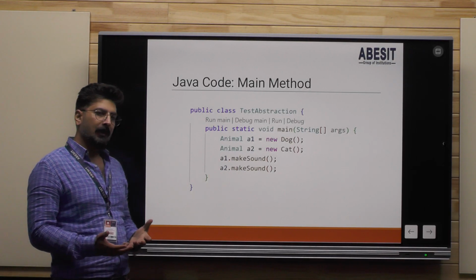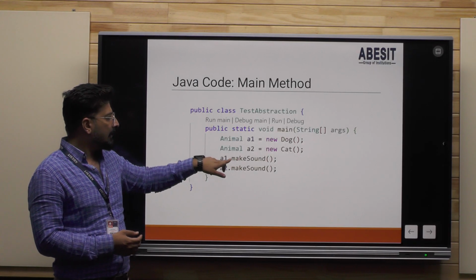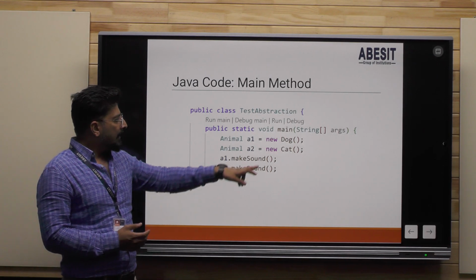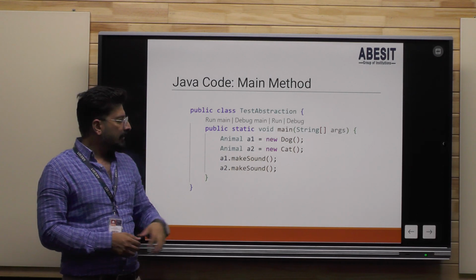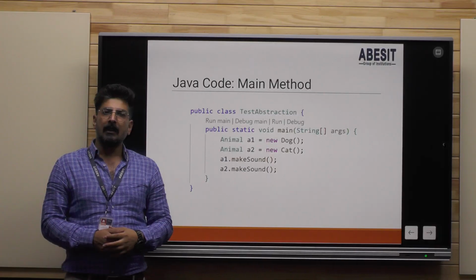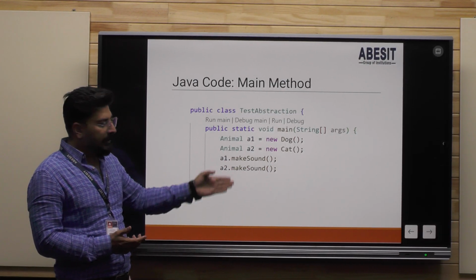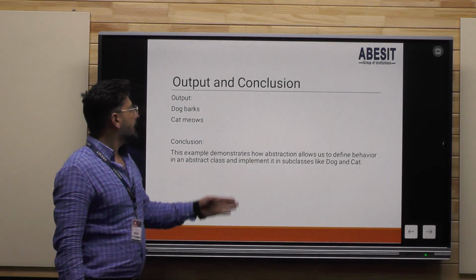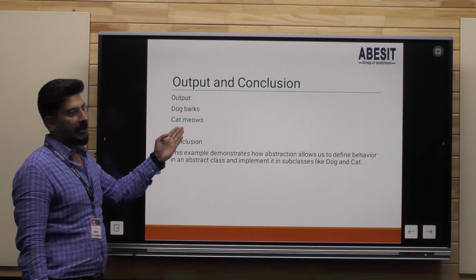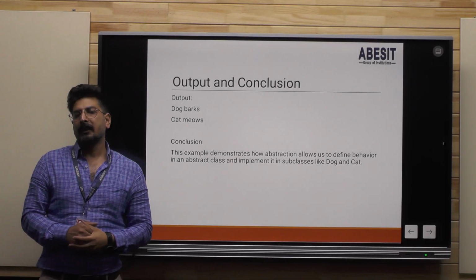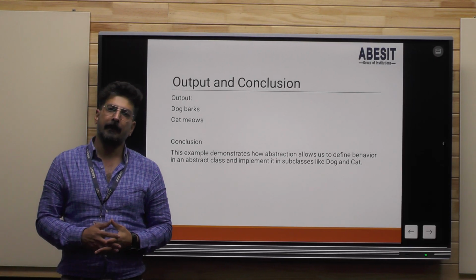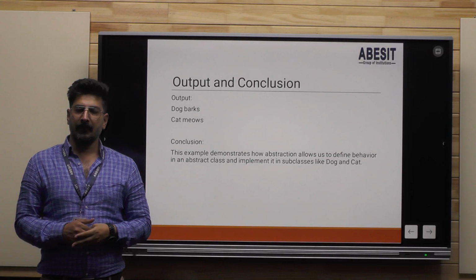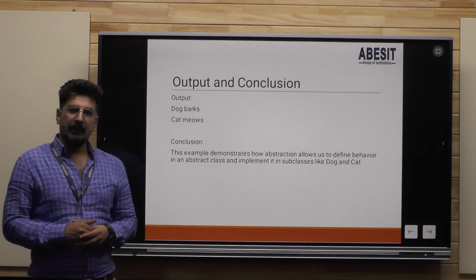So the output will be different, because we define in the Dog subclass makeSound as "Dog barks", and in the Cat subclass we define the makeSound method as "Cat meows". If you run that code, you will get the output like this: Dog barks, Cat meows. Okay. So I think in a simple way I have helped you all understand the concept of abstraction in OOPS Java. Okay. Thank you very much.